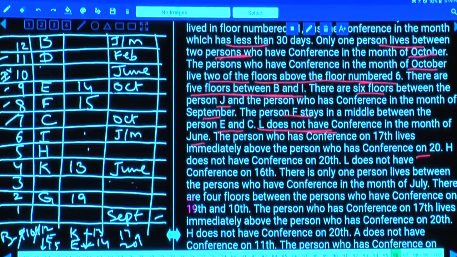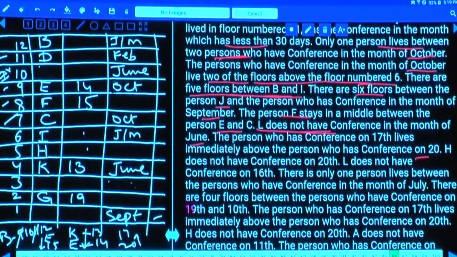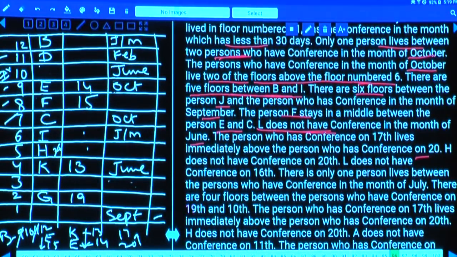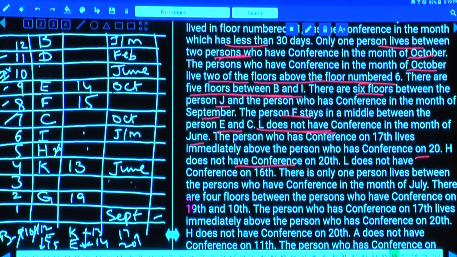As H cannot be on the 20th, 17th and 20th can be either C or I, and the other person. H does not have the conference on 20th. L does not have the conference on 16th. L on 16th is ruled out.